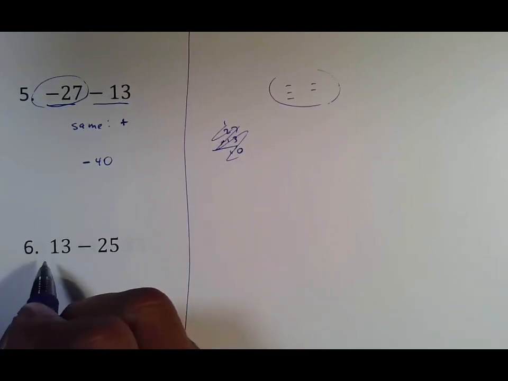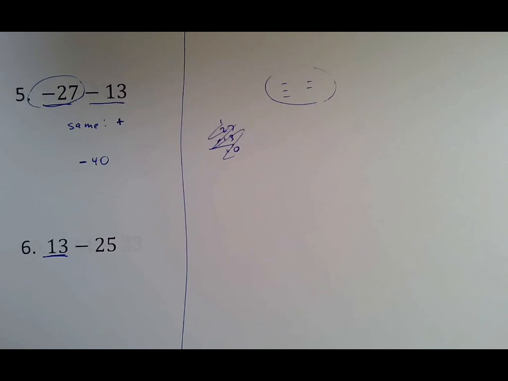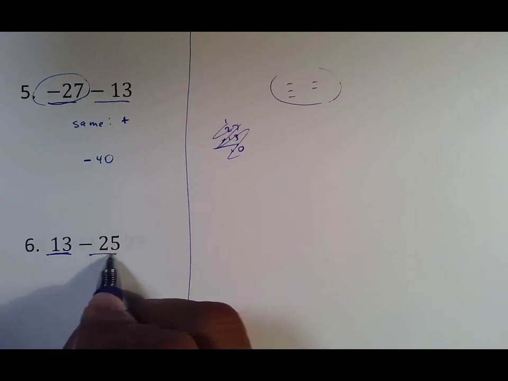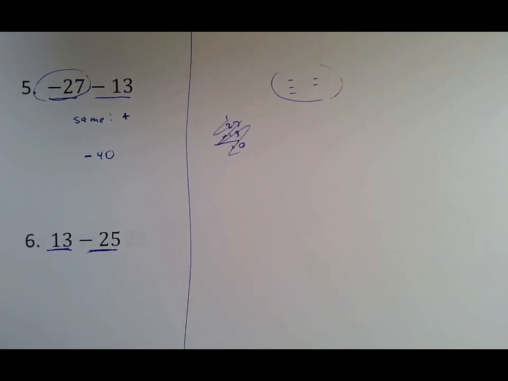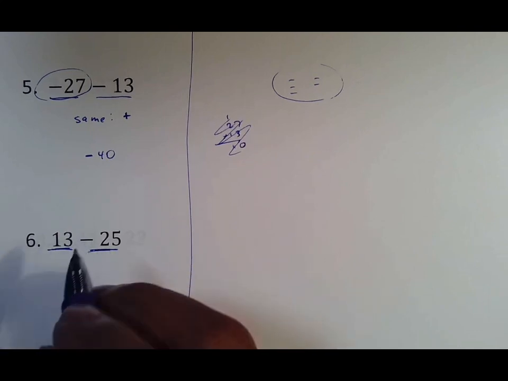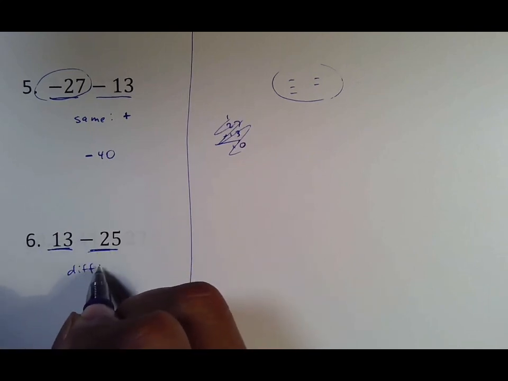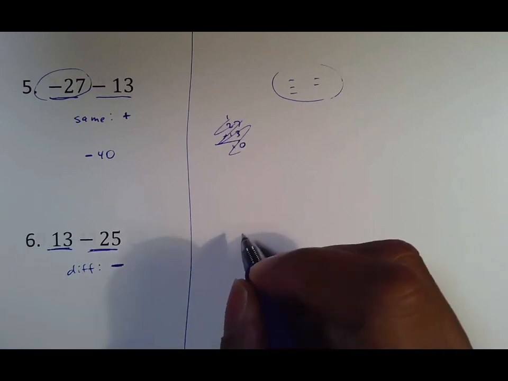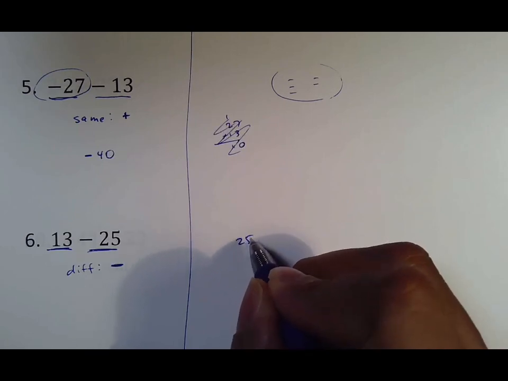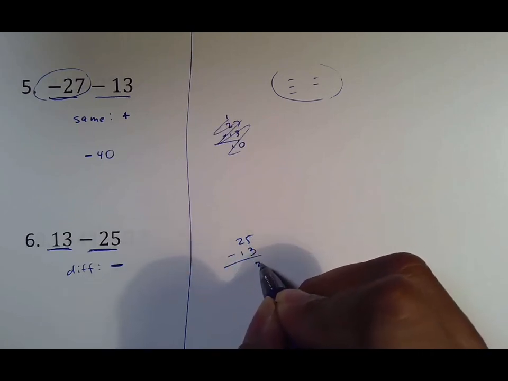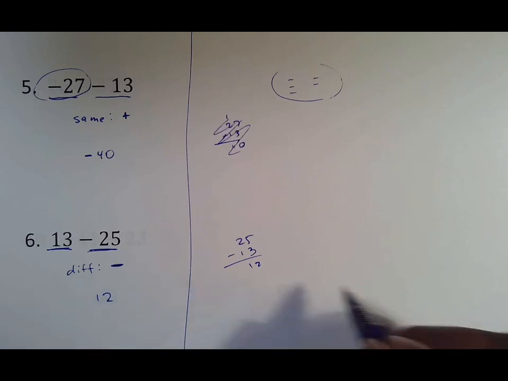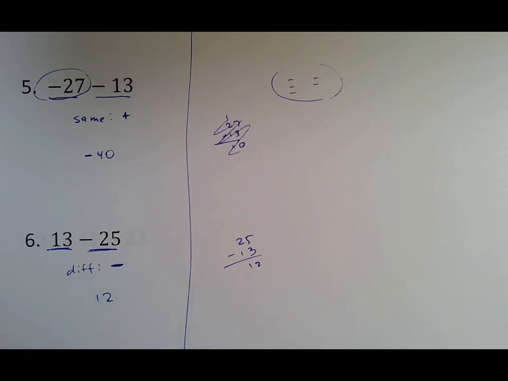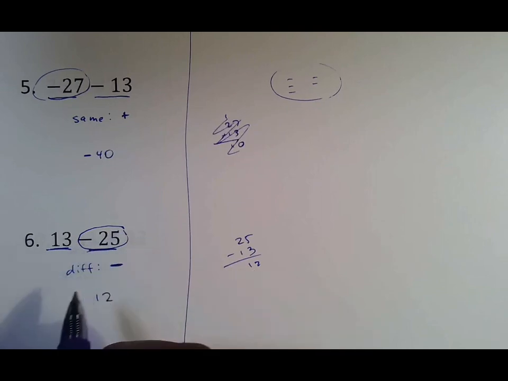13 minus 25. That is a positive 13. That is a negative 25. And so as a result, because these two signs are different, we are going to subtract 25 minus 13. If you don't know, don't write this side, but 25 minus 13: 5 minus 3, 2; 2 minus 1, 1; so 12. And for your sign, you cannot forget the sign. Your bigger number is negative, so it's going to be a negative 12.